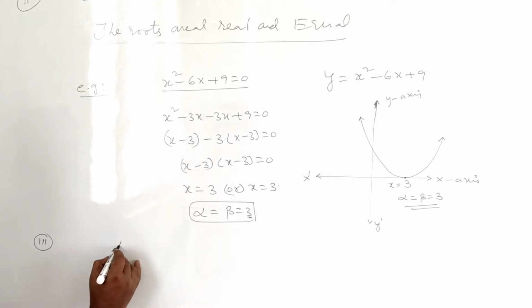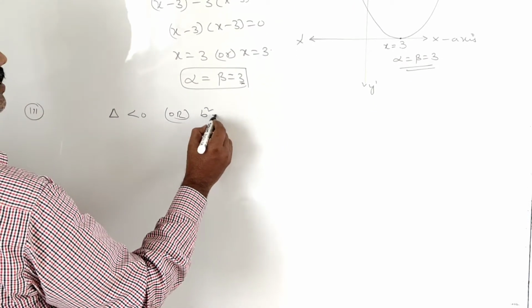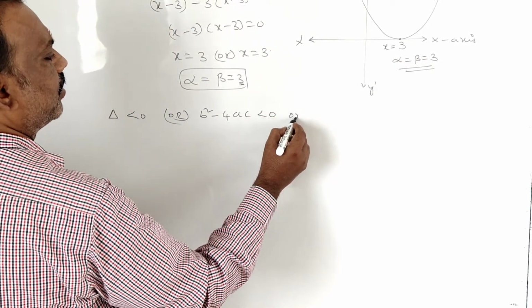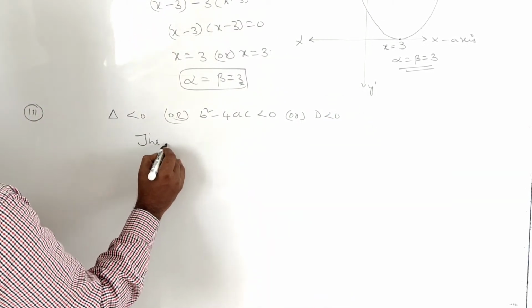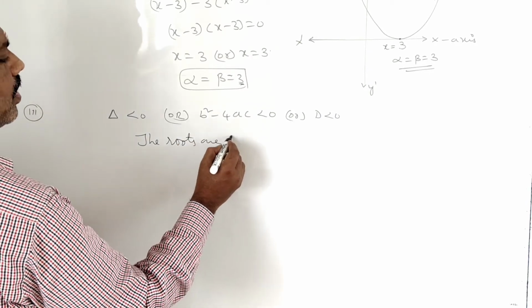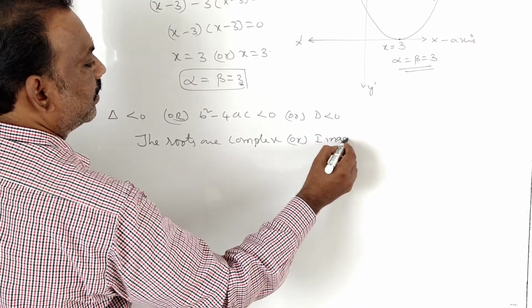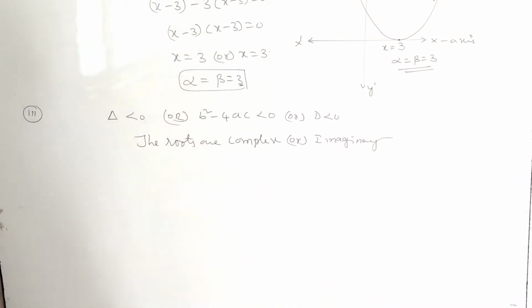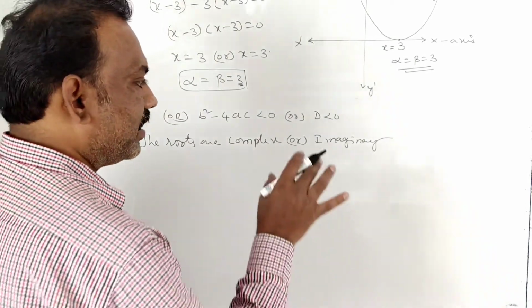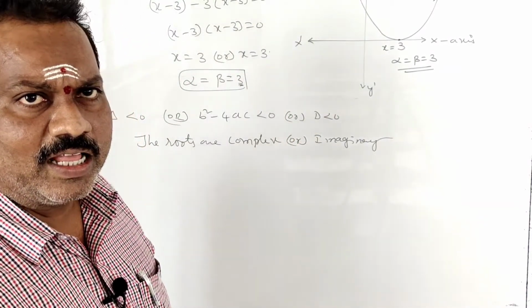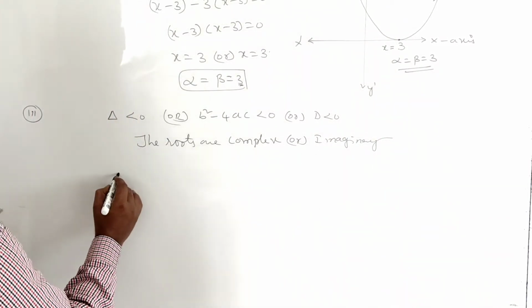So we have the third case. What is the third case? Delta is less than 0, or b square minus 4ac less than 0, or D less than 0. In this case, we will say that roots are complex or imaginary. That means no real roots. Real roots are not possible. But in these roots, as I told, if you know one root, the other root is nothing but its conjugate. They are in the conjugate form. I will explain with an example.